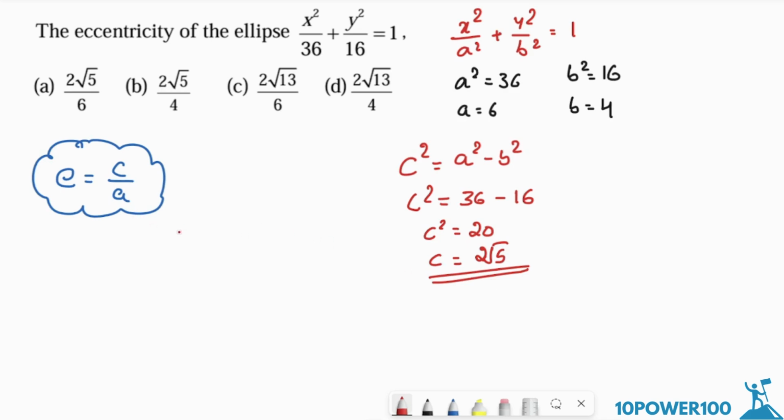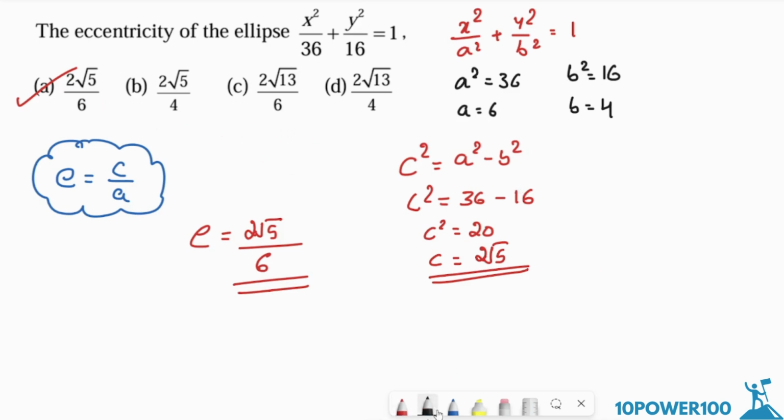Now by using this formula, if you calculate, e is equal to the c value, 2 root 5, divided by the a value, which is 6. So 2 root 5 by 6 is the correct answer. Option A, 2 root 5 by 6, is the correct answer.